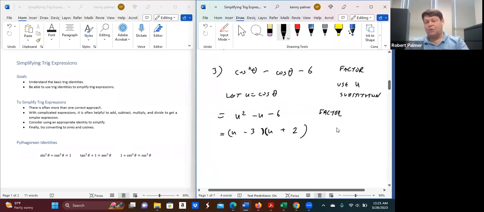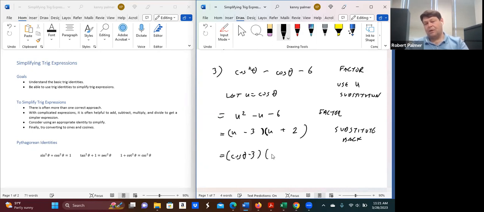Now what we want to do is simply substitute back. When you substitute back, wherever we see a U, we now put a cosine. And so this becomes cosine of theta minus 3 and cosine of theta plus 2. Now, this isn't necessarily simpler. What we've done, though, is show how we can use algebra skills to also work with trig functions, and sometimes that can come in handy.